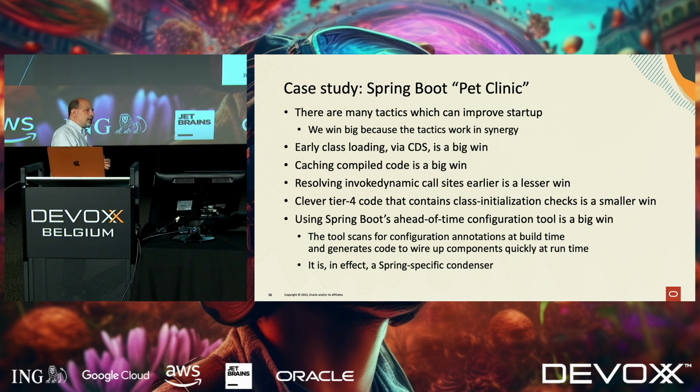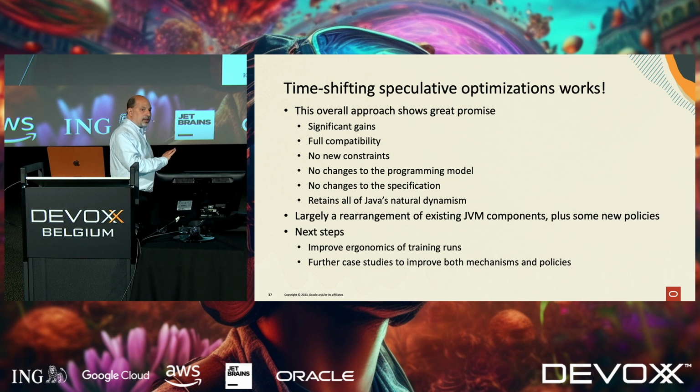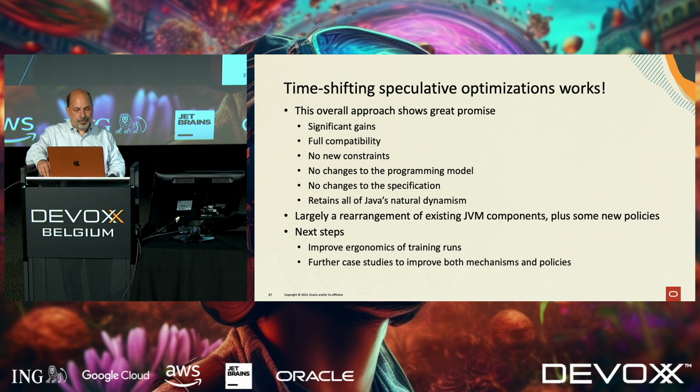The framework-specific analysis that Spring does is really valuable, because a big part of what applications, like Spring applications, do at startup is annotation scanning. And that involves a lot of relatively slow paths, and that can be observed through a training run and recorded. But the upshot of this is that time-shifting speculative optimization works pretty well. It's a promising approach that gives us significant, although not as much of a gain as you would see with something like native image, but not with all the constraints that native image requires you to accept.